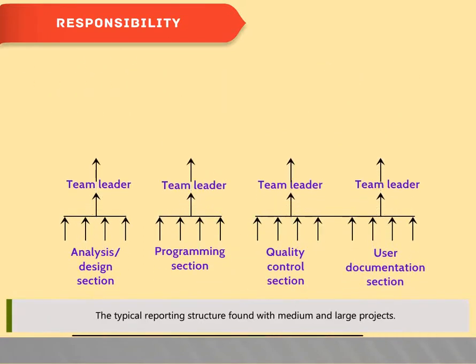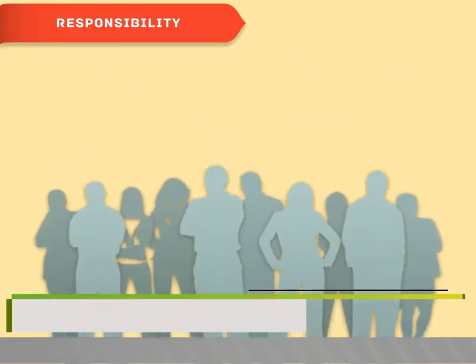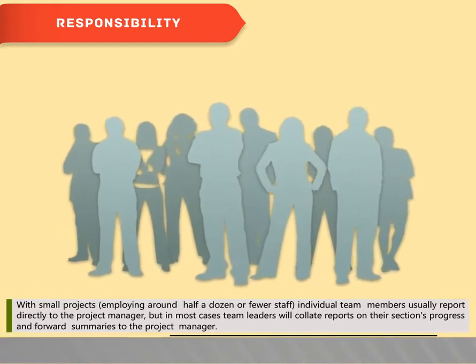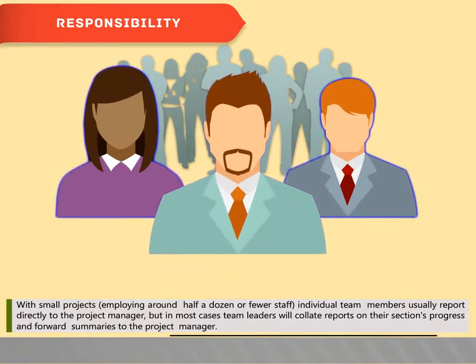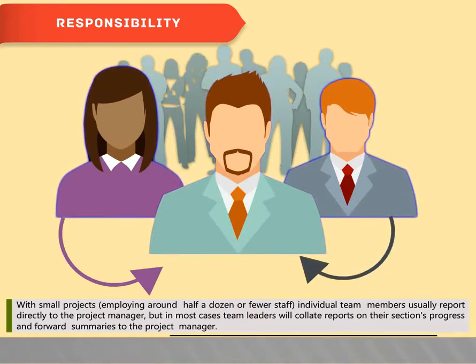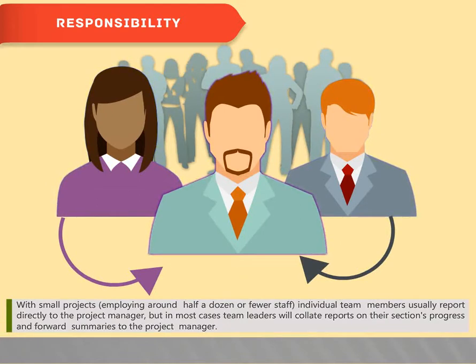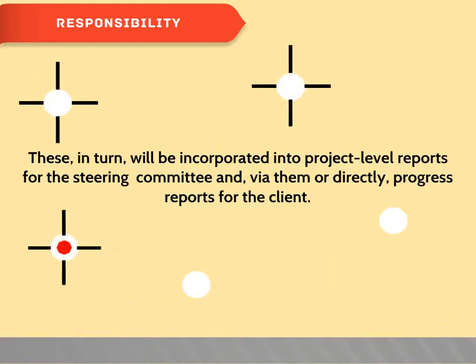The typical reporting structure found with medium and large projects. With small projects, employing around half a dozen or fewer staff, individual team members usually report directly to the project manager, but in most cases, team leaders will collate reports on their section's progress and forward summaries to the project manager. These in turn will be incorporated in the project level report for the steering committee and via them, or directly, progress reports for the client.